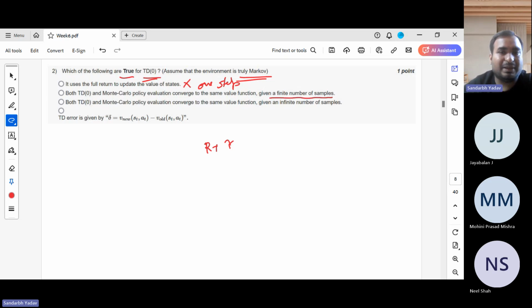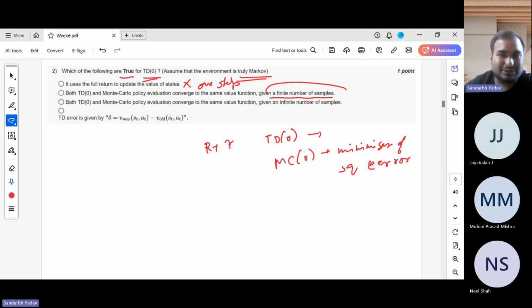Now, both TD0 and Monte Carlo policy evaluation converge to the same value function, given a finite number of samples. If a finite number of samples is given, we know from the lectures that they won't converge to the same solution. TD0 converges to something else, and Monte Carlo converges to a minimizer of squared error. And what does TD converge to? Anyone knows? Or maybe write in chat, I'll check the chat once. Let's see how much you remember.